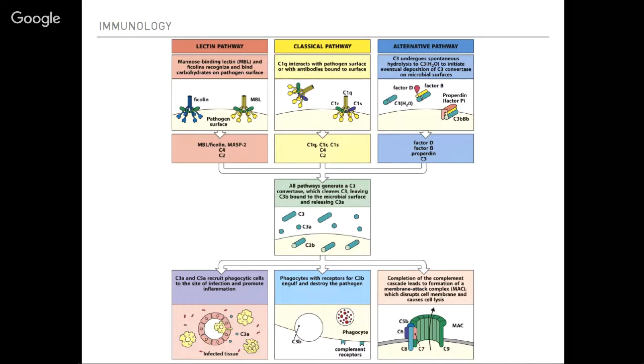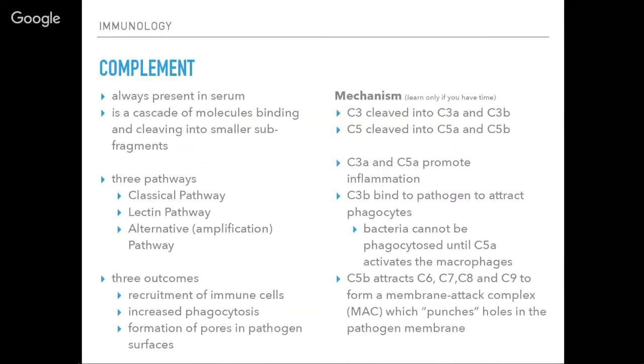But all in all you really need to know is that it leads to 3 outcomes. These 3 outcomes. Recruitment of immune cells. In other words, it will induce inflammation. The more immune cells there are, the more likely you're going to get rid of whatever's infecting you. Increased phagocytosis, once again, to eliminate the microbe. And then the last one is the cool one.